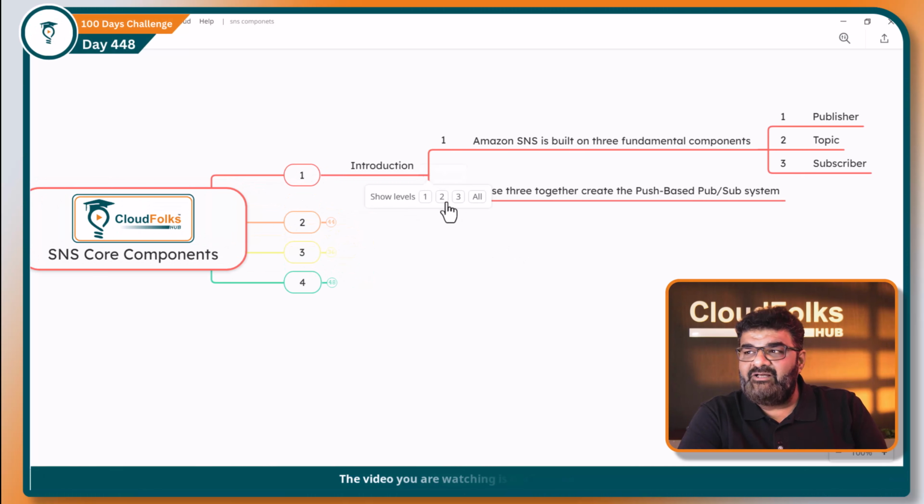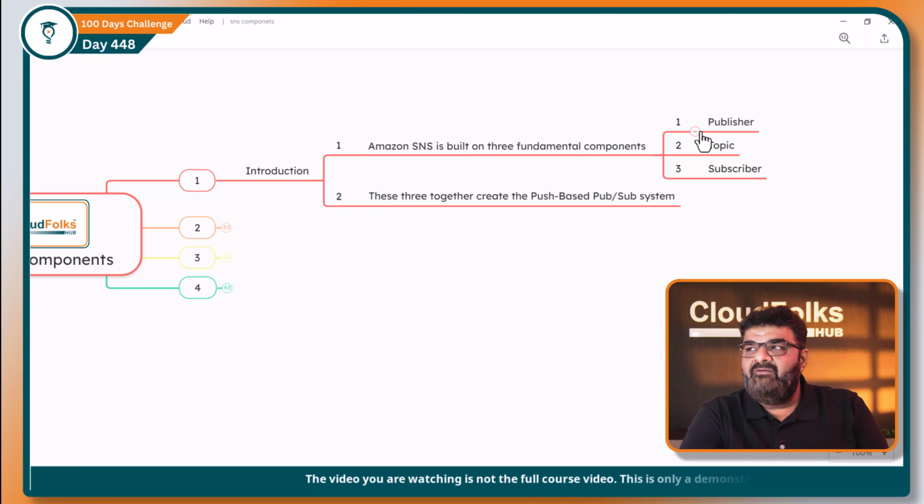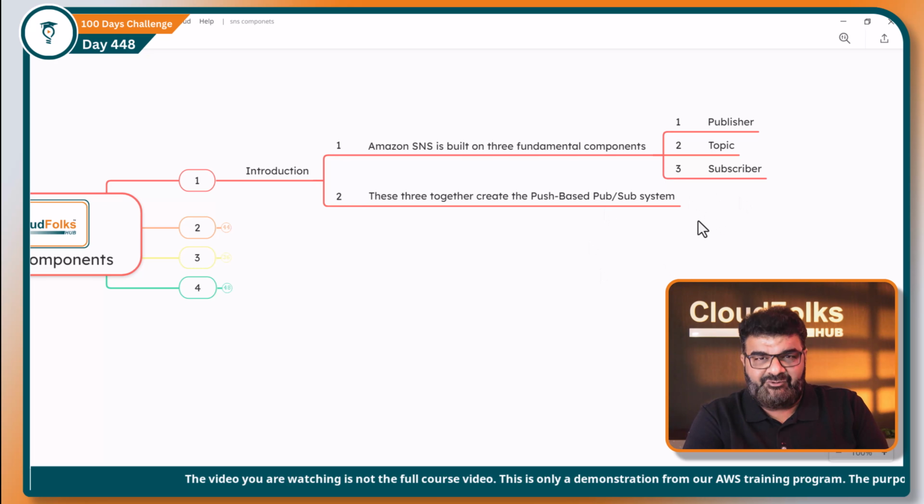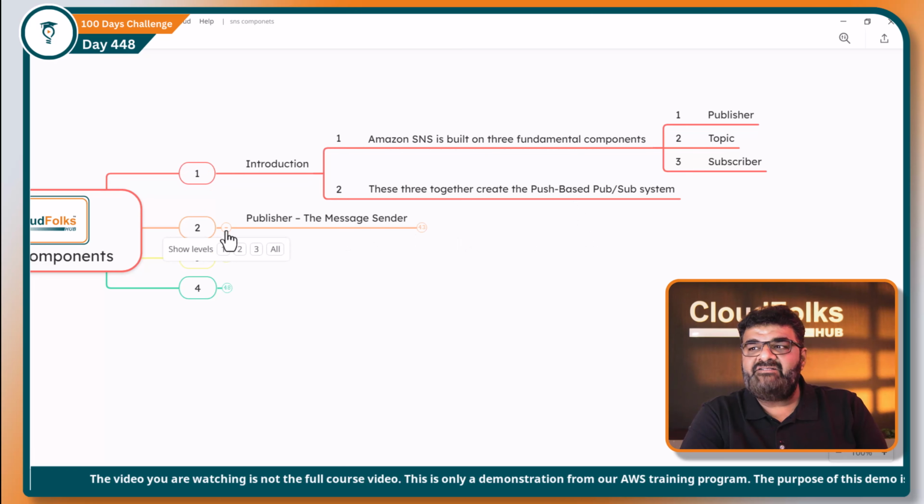First of all, introduction. Introduction is simple. We have mainly three components: publisher, topic, and subscriber. These three components are actually creating a system called PubSub. Now let's start with the first, which is publisher.